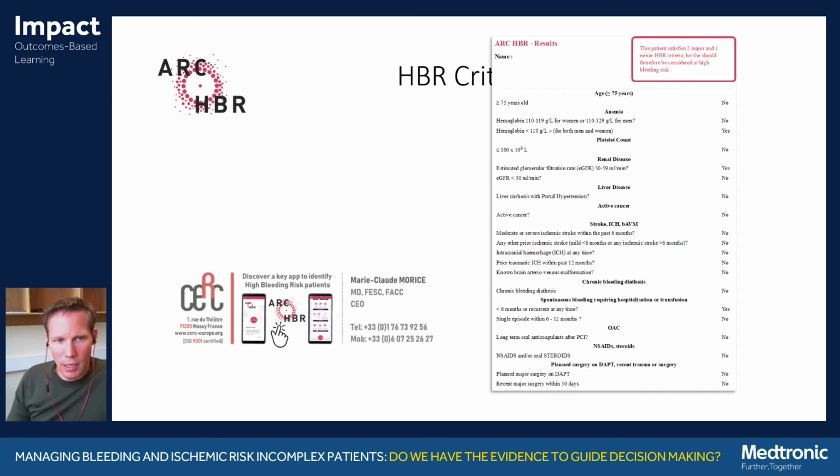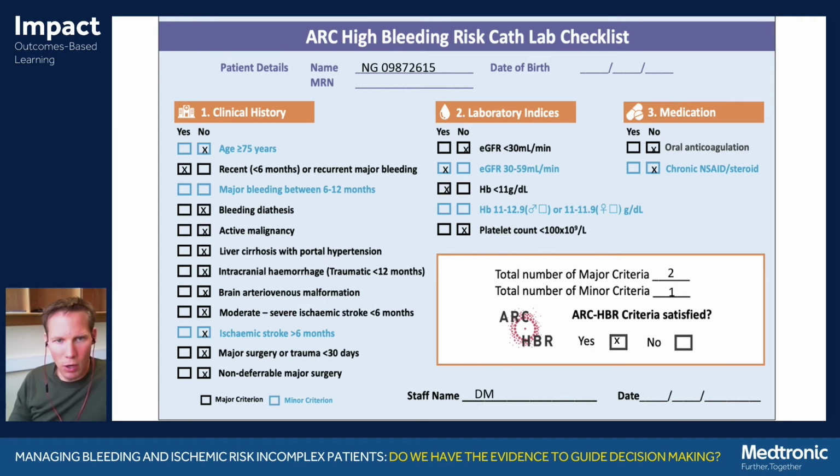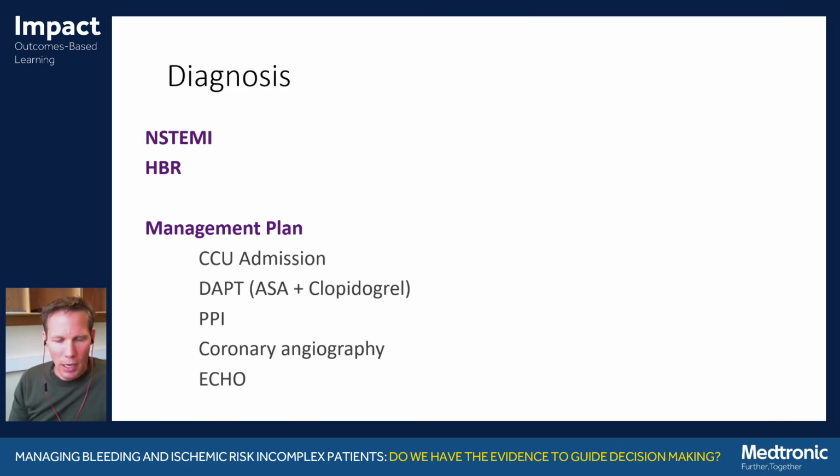So we routinely use the HBR ARC app to try and understand patients' bleeding risk. And this patient had 2 major and 1 minor criteria by the time she came in. We also use this ARC bleeding cath lab checklist for all of our patients, so that before a patient comes into the lab and you're trying to make a decision what stent to put in, you have the appropriate information for stent choice and DAPT choice prior to the patient entering the cath lab.